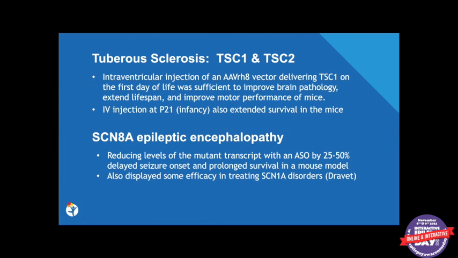Tuberous sclerosis has also been doing some things. They did a vector with TSC1, and they were able to extend survival in mice when they injected that gene in infancy. And SCN8A epileptic encephalopathy is also using ASO technology, which has been able to delay seizure onset and prolong survival in a mouse model. And interestingly, again, as with these modifier genes that we talked about, some of these changes to SCN8A were also able to help SCN1A mice who mimic Dravet syndrome. So that's encouraging as well.